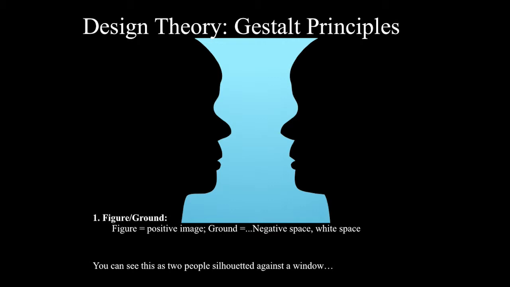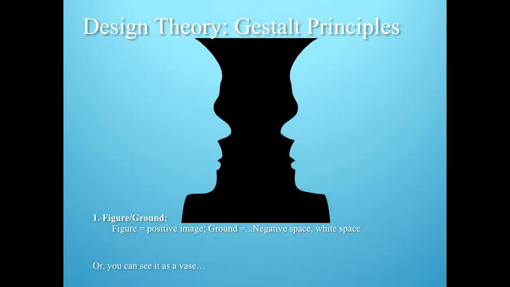Okay, so Gestalt principles. You got your figure ground. The figure is the positive image, the ground is a negative space, white space. So you can see this image as two people silhouetted against a window looking at each other. Or you can see it as a vase. So the ground would be the negative space and the white space. So the black becomes this strong shape, it becomes a vase.